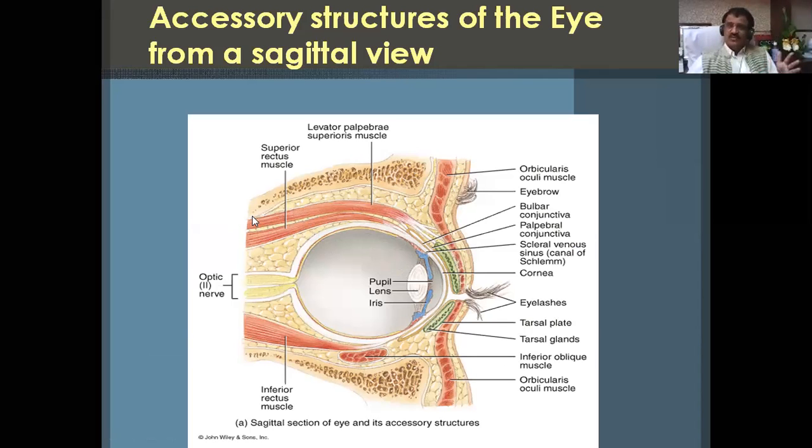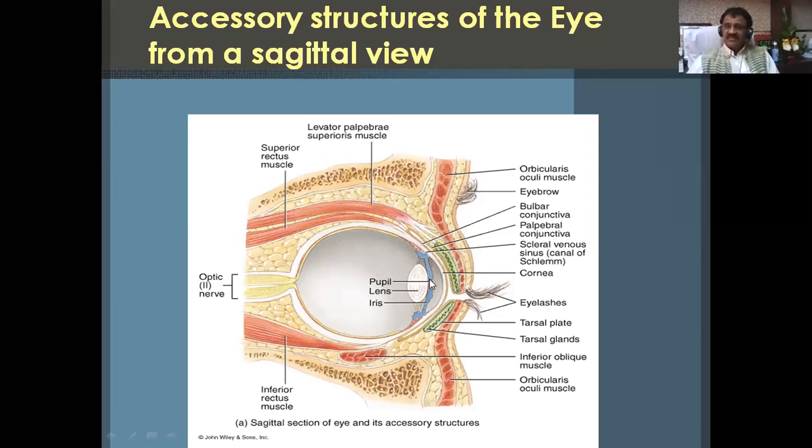Okay, like superior rectus, inferior rectus, lateral rectus, medial rectus, superior oblique, inferior oblique, and levator palpebrae superioris. There are 7 of them. Apart from that, there are some facial muscles which are covering the eye from outside. For example, orbicularis oculi. Just like orbicularis oris, there is orbicularis oculi.